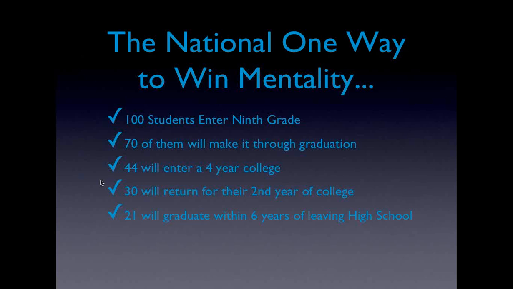I had to ask myself really an important question. Am I successful if I fail 30 kids? A third, roughly, almost a third. Of those 70 kids, 44 of them will walk into a 4-year school.